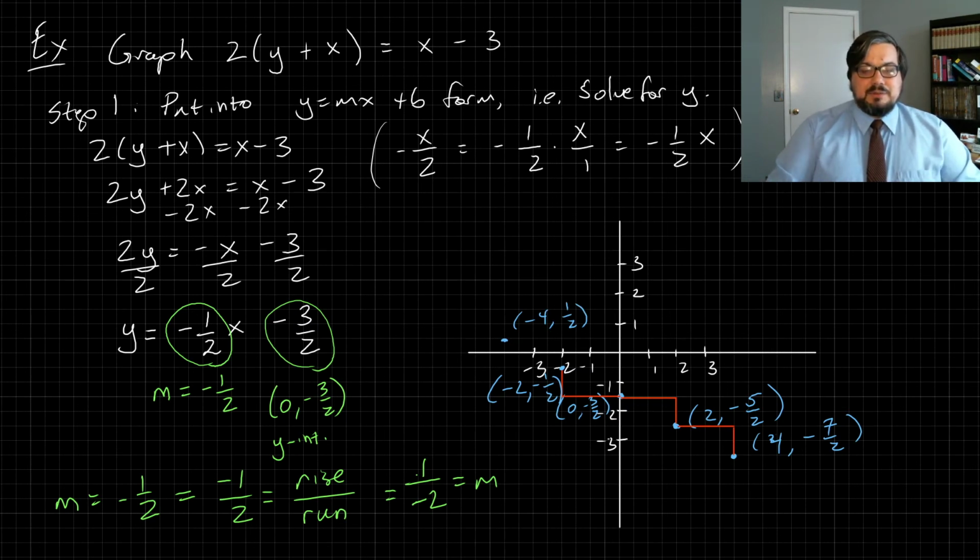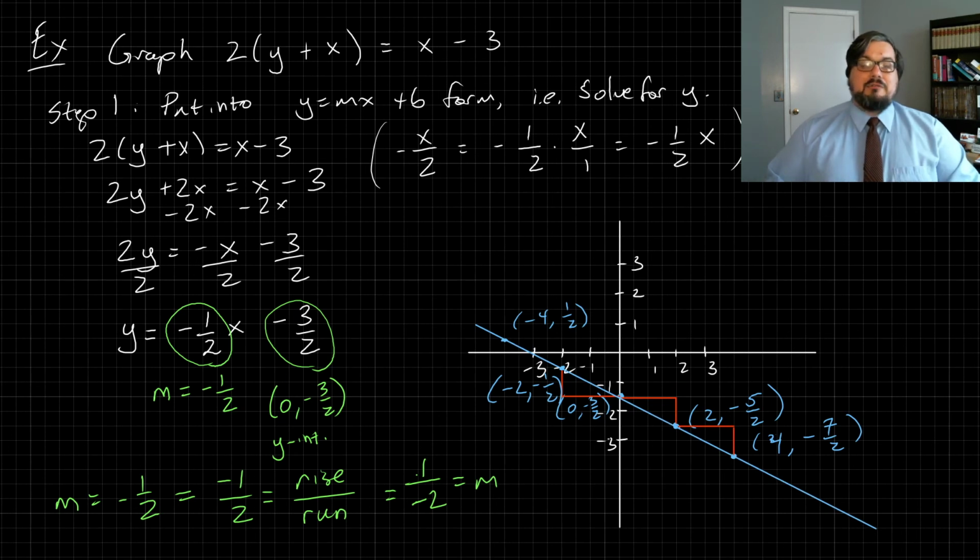So we can use this process to find a bunch of points very efficiently, much more efficiently than the methods that we had before, and graph out our line that way. So that's how we can use the slope-intercept form of an equation of a line to graph it efficiently.